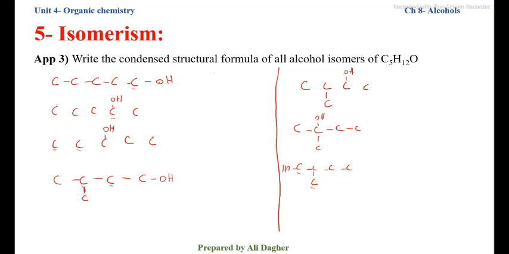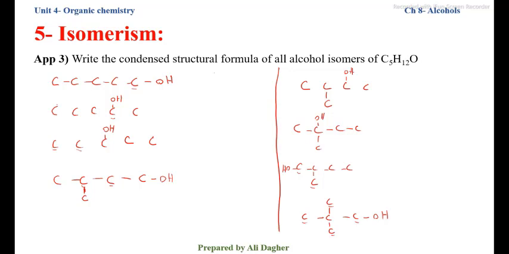Now we change the carbon chain. The carbon chain becomes formed of three. The carbon number four and carbon number five are alkyl groups on the carbon number two. And OH, if we put it on this carbon, or this carbon, or this carbon, or this carbon, it is the same, it is the carbon number one. These are the isomers of C5.